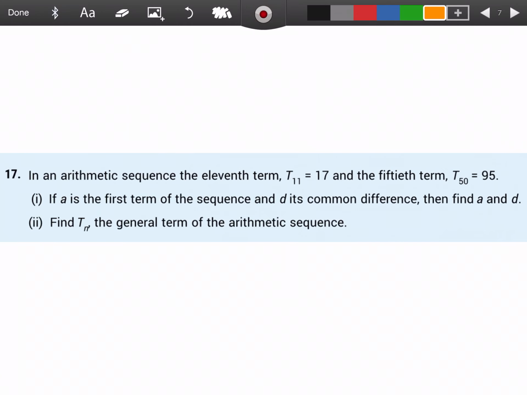Finally, question 17. And this is where we had to do our simultaneous equations. Again, something that we practiced for a long while. So I've got term 11 and I've got term 50. It's asking me to find A and D first and foremost, and then find the general term. So let's have a look.